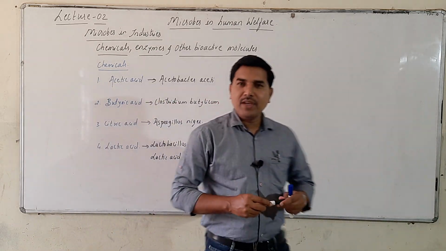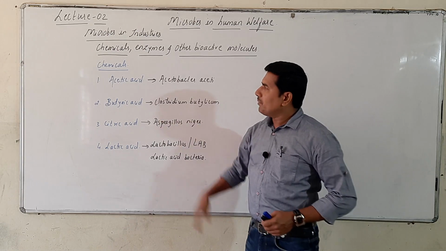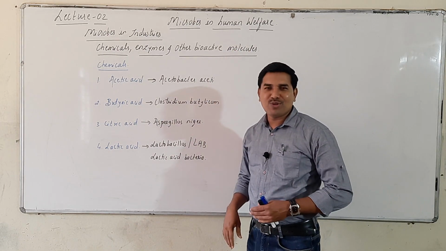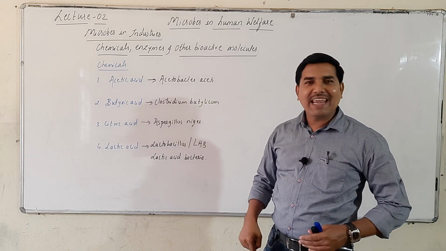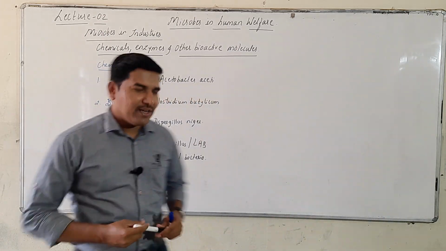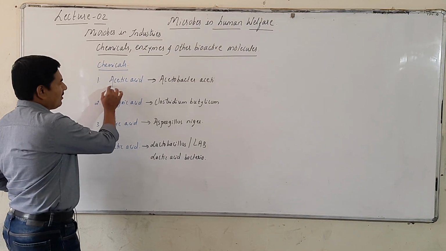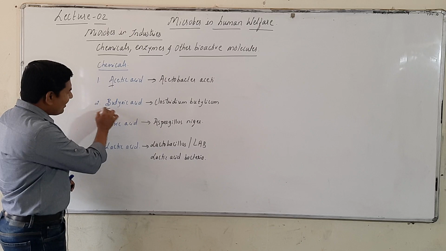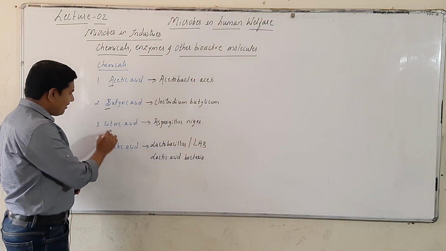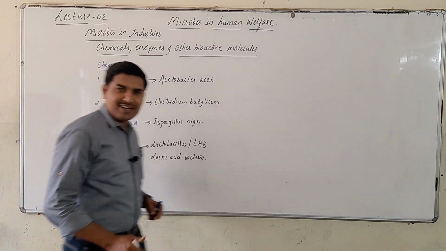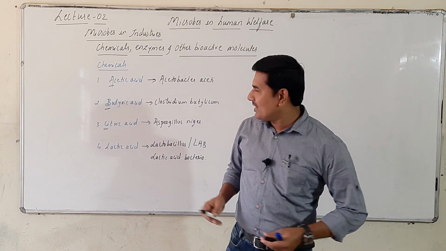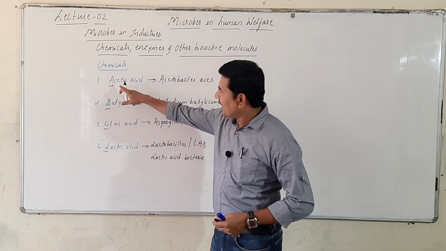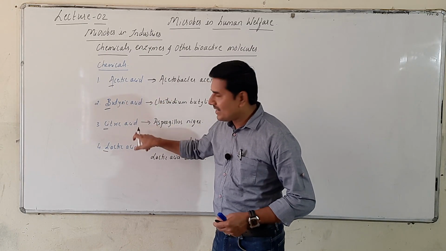Okay. Now how to remember them? Because you need to remember chemicals, you need to remember enzymes and other bioactive molecules also. So let me call it as ABCl chemicals. Okay, so what is this? A for apple, acetic acid. B for ball, butyric acid. C for cat, here we have citric acid. So let me call it as ABCl chemical. A, acetic acid, butyric acid, citric acid, lactic acid.